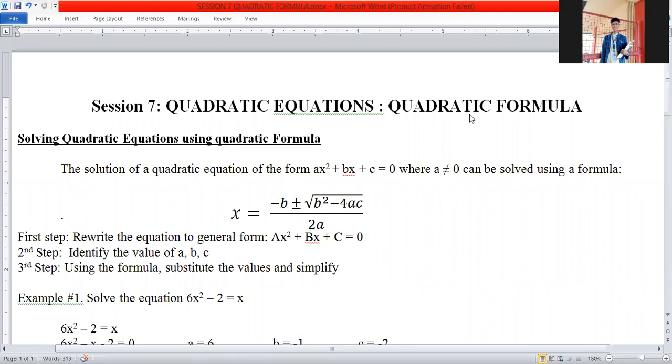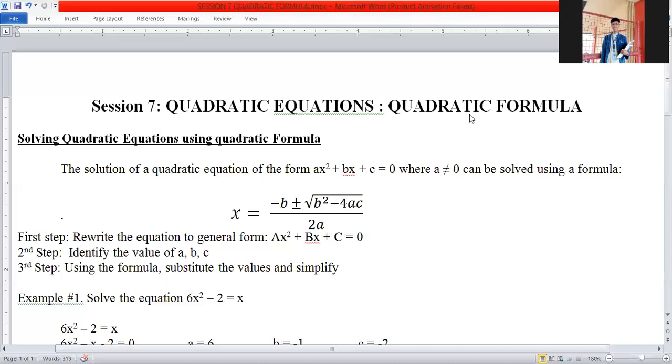So the roots of quadratic equations can be obtained using different methods: using the square root property, zero product property, completing the square, and using the quadratic formula. In this session, I will discuss how to get the roots of the equations using the quadratic formula. x is equal to negative b plus minus the square root of b squared minus 4ac over 2a, wherein a must not be equal to 0.